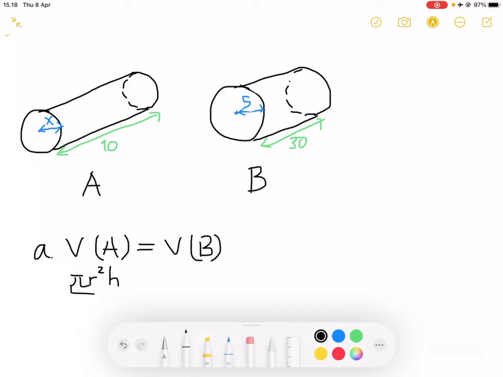And you can get this formula by generalizing it using the volume of a prism. Alright, so we know our r can be replaced with x, which is the radius of our base, which is a circle, and our extension length is 10. While for cylinder B, we also have pi r squared h, where r is 5 in this case. So 5 squared, or 25, times our extension length, which is 30.